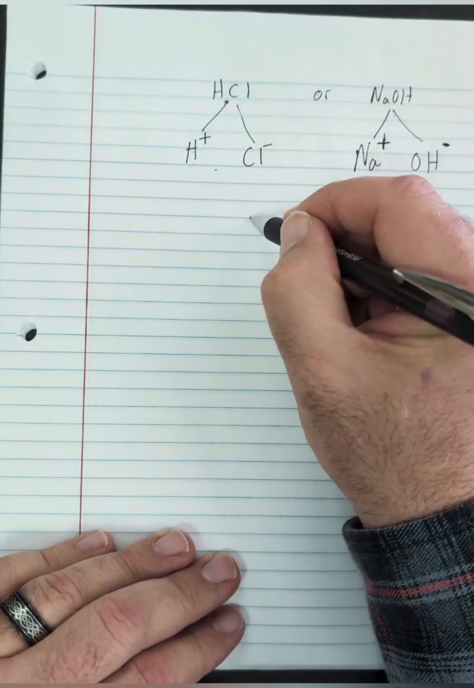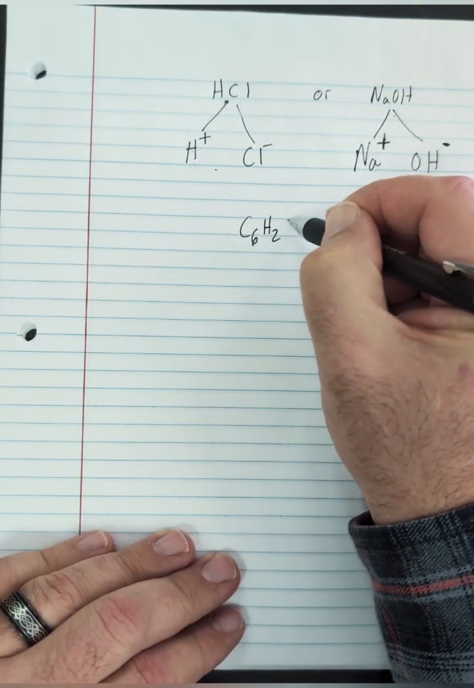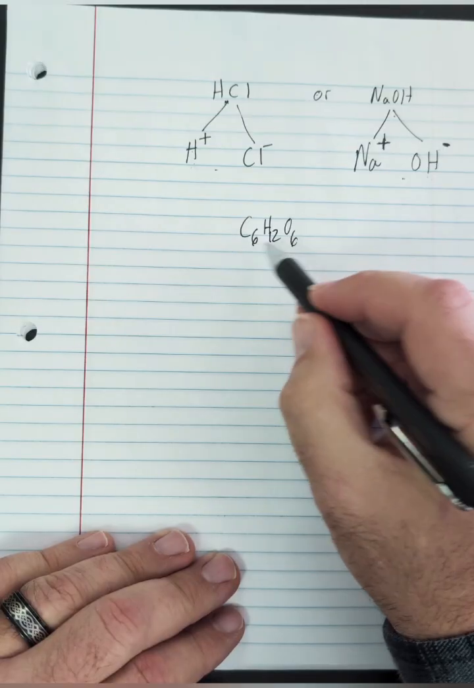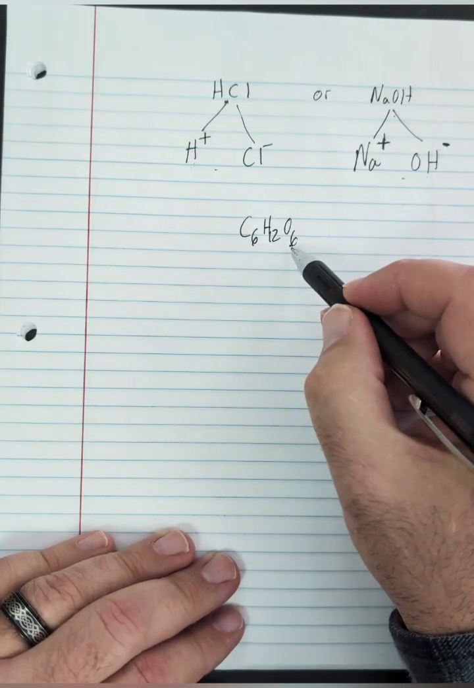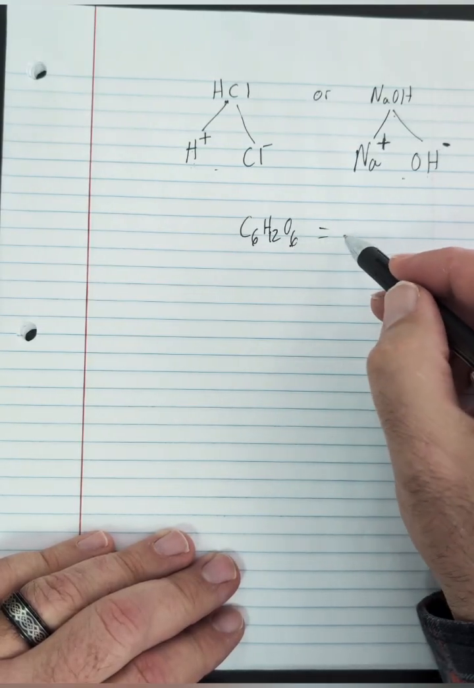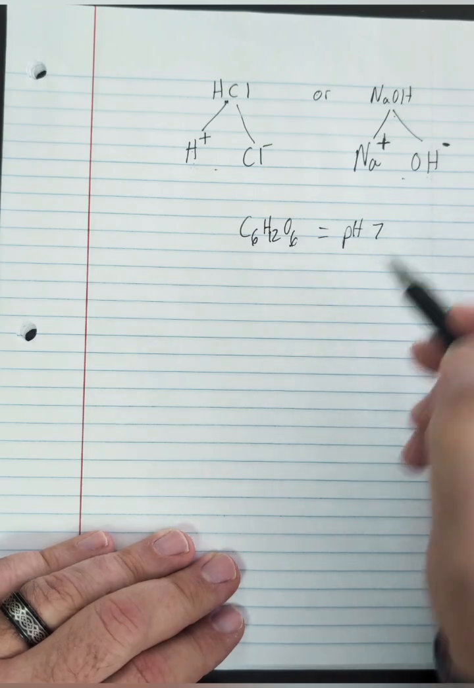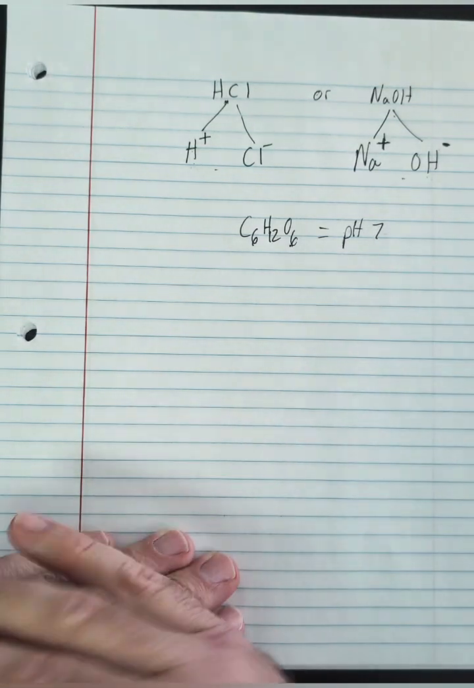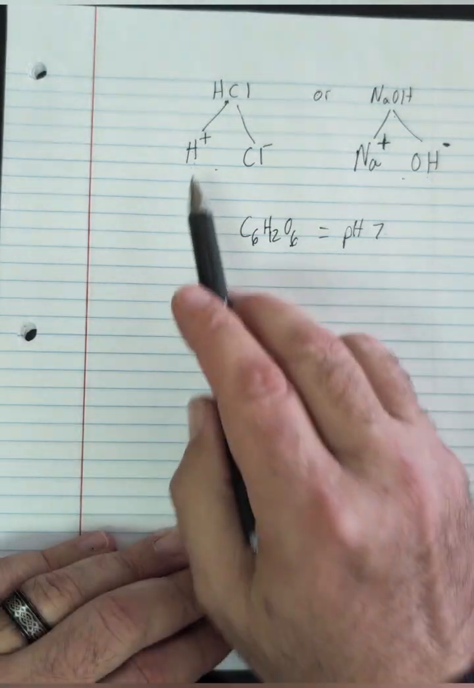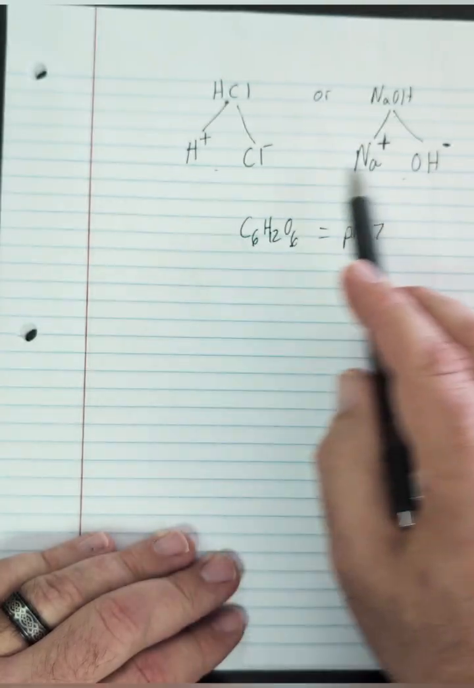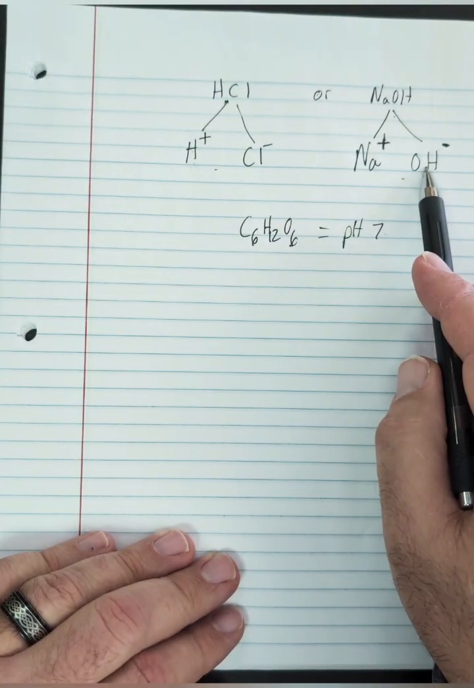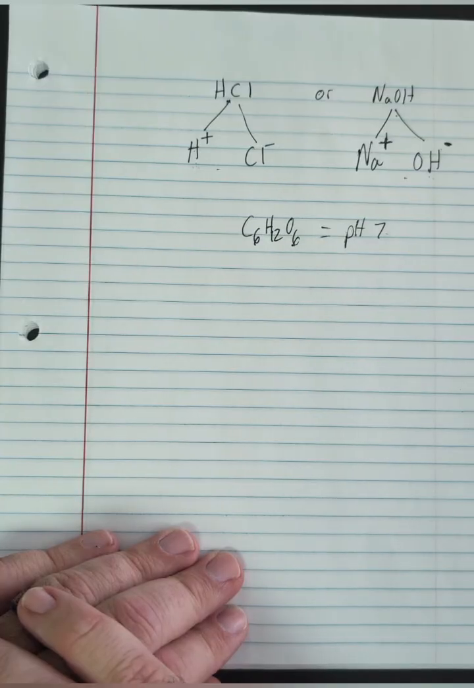If you have something like C6H12O6, this is a covalent compound. It does not dissociate. Therefore, its pH is going to be 7, the pH of water, because it doesn't dissociate. It doesn't give off hydrogen. It's not an acid. It doesn't give up hydroxide, though. It's not a base.